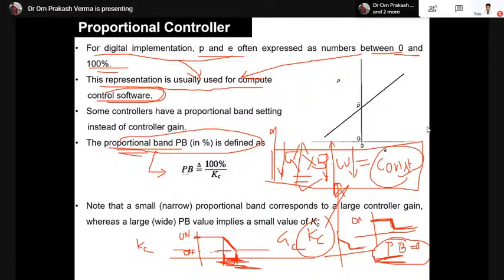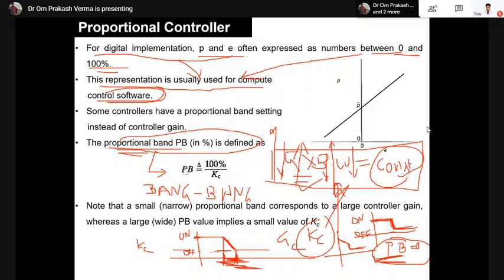This is simply the on off controller, or in some literature it is written as a bang-bang controller. In some books it is written as bang. So it means the proportional controller can act as an on off controller when, what is the condition?